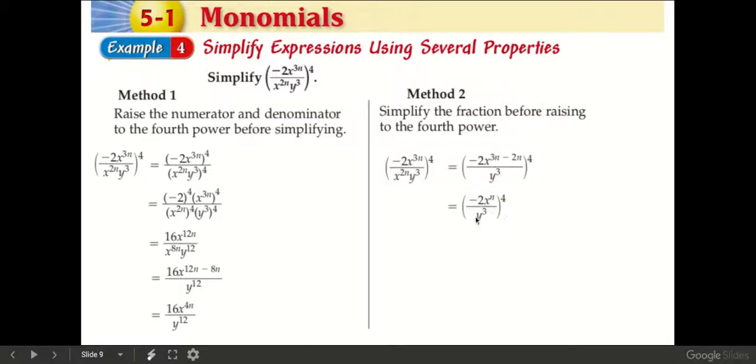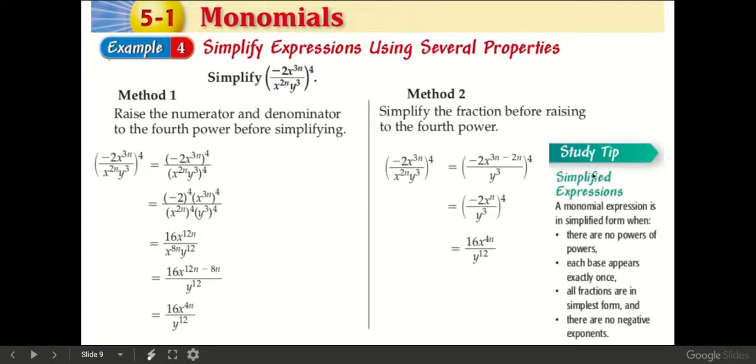And now that I've simplified the parentheses on the inside, now I can apply that exponent to everything on top and on the bottom. So negative 2 to the 4th power is positive 16. X to the nth power to the 4th is going to be x to the 4nth power. Y to the 3rd power to the 4th power is going to be y to the 12th power. And again, you can see that you get the same answer.